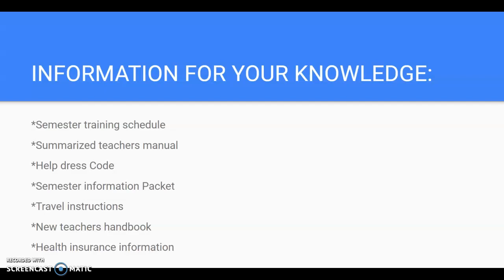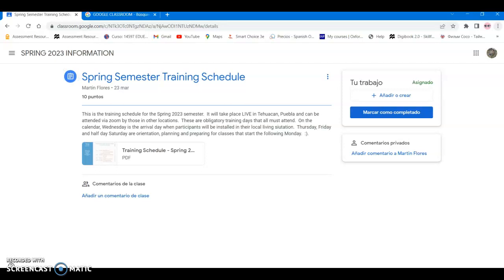And finally, we have information that is only for your knowledge, such as semester training schedule, summarized teacher's manual, help dress code, semester information packet, travel instructions, new teacher's handbook, and health insurance information. In the semester training schedule, you can find where it's going to take place, and you're going to see the times for each activity. There are obligatory training days that you must attend.